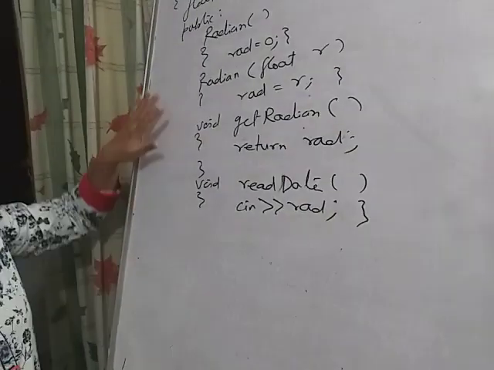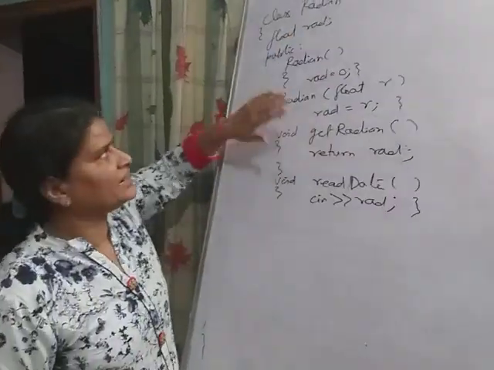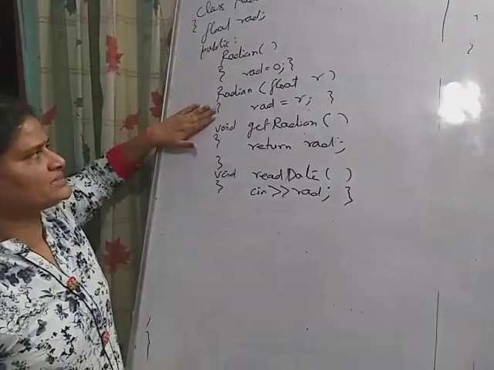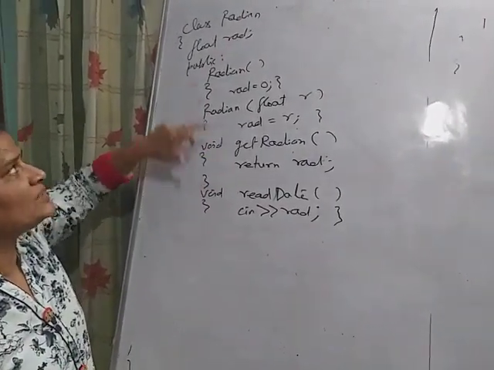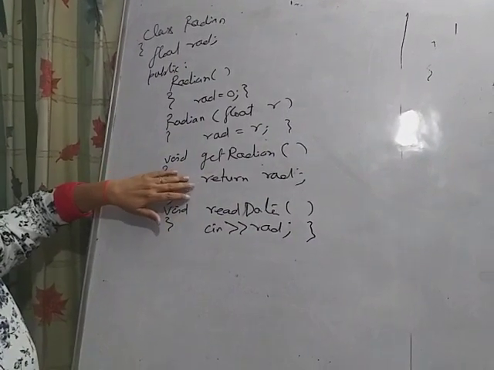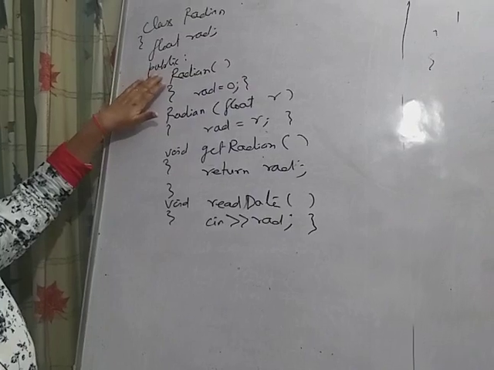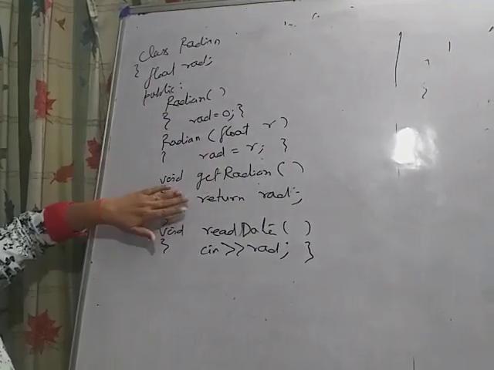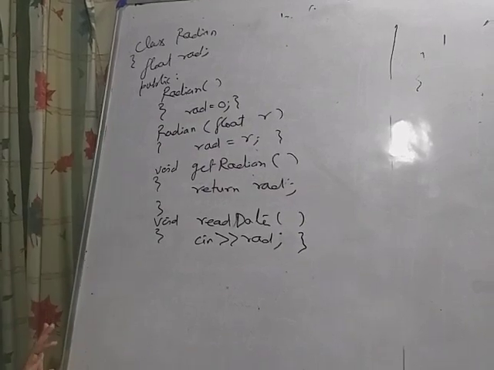Now this is a normal radian class where the one data member is radian, and it contains a no argument constructor and a one argument constructor. I have written one property function, get radian, because radian is a private data member. Suppose another class wants to access its data member, then we call its function which is declared as public, but we cannot directly access rad, the data member of the radian class.